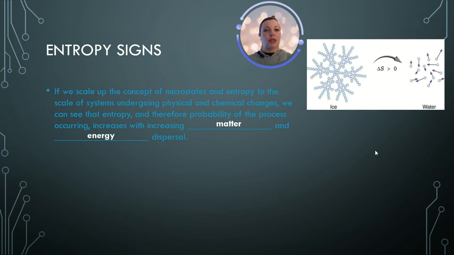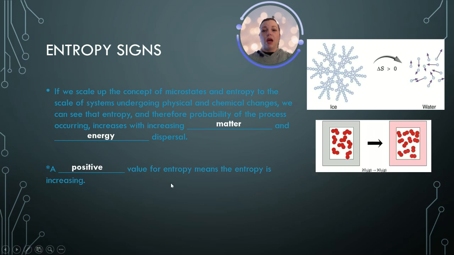Now, that's not to say that you don't form ice, because of course we know that we do. And that's where you have a balance of entropy and enthalpy. And that's what we're going to be working towards, I believe, in topic 9.3. All right, but let's just focus on entropy for now. A positive value for entropy means that the entropy is increasing. We're going to think about it in terms of that dispersal, the dispersal of energy, the dispersal of matter, because the dispersal corresponds to your number of microstates.